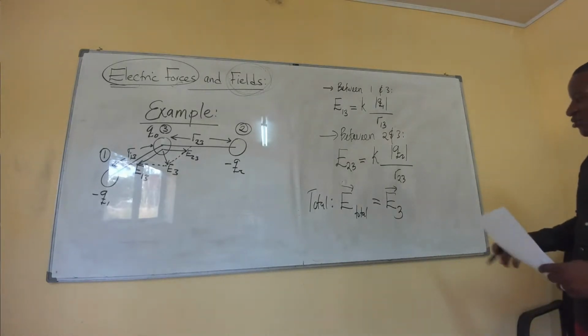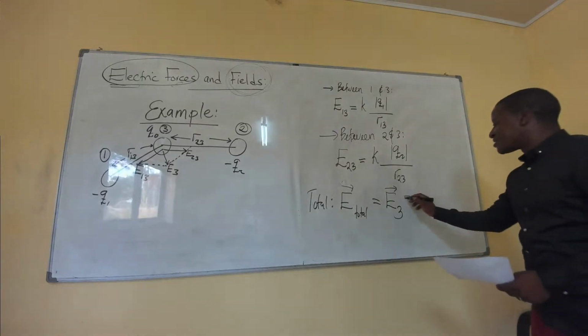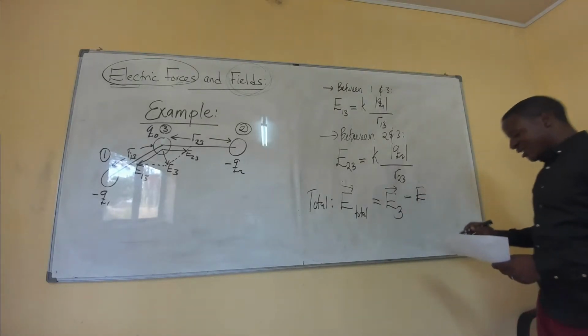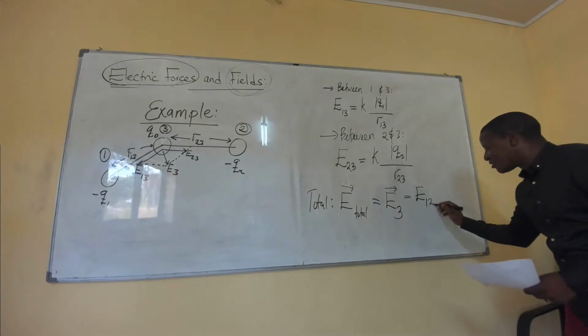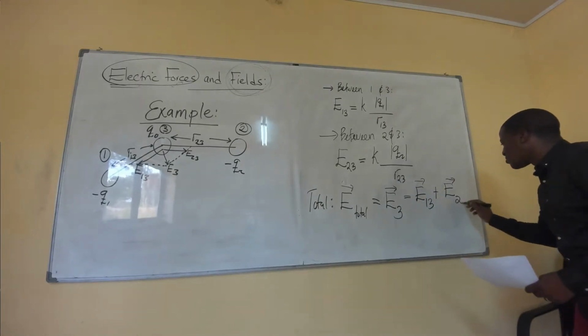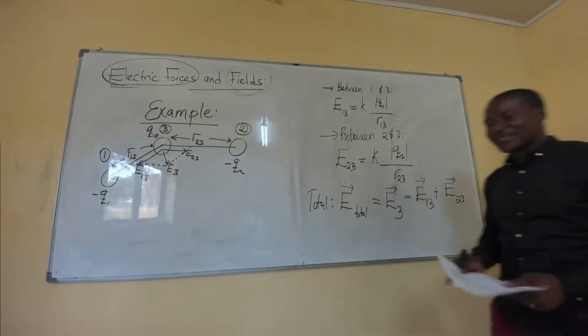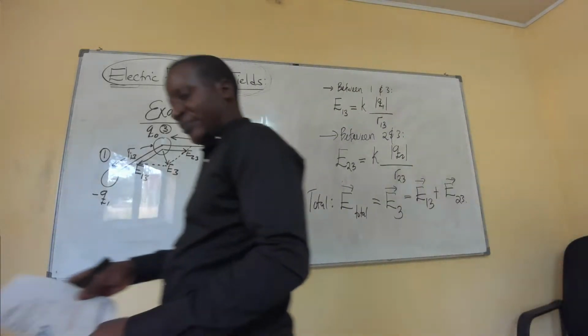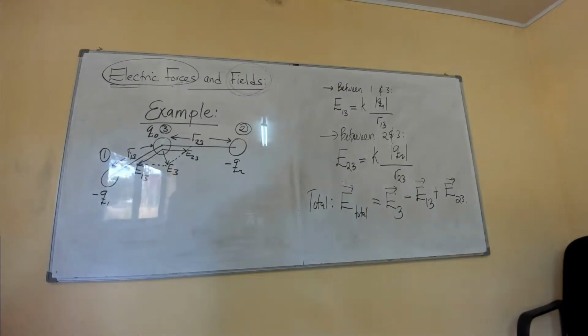All right, so you have E3, which is the same as E13 plus E23. It's that simple. Okay, we move on to what is called electric field lines.